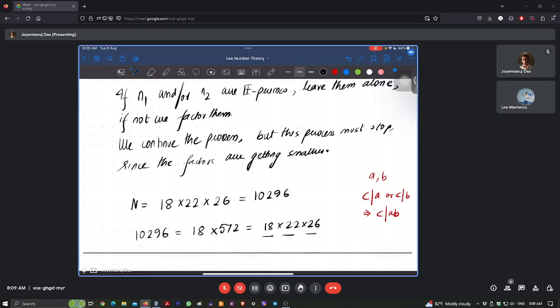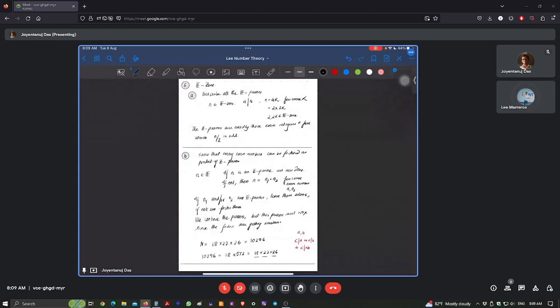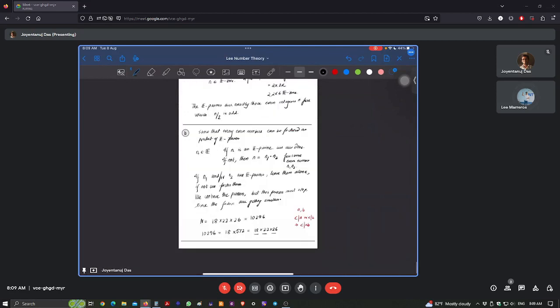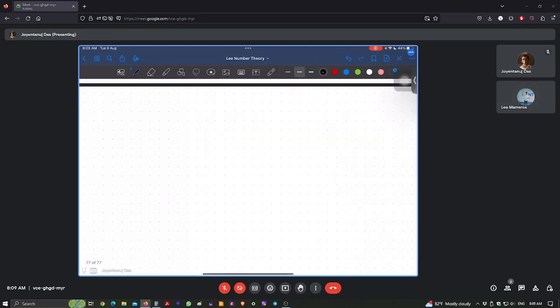So this is fine, right? Okay. Part C, what they're asking is that we saw that 180 has 3 different prime factorizations in the set of E primes. Do you remember that?